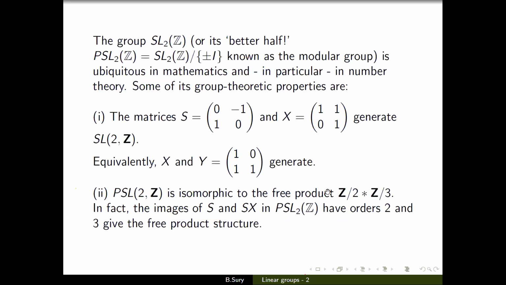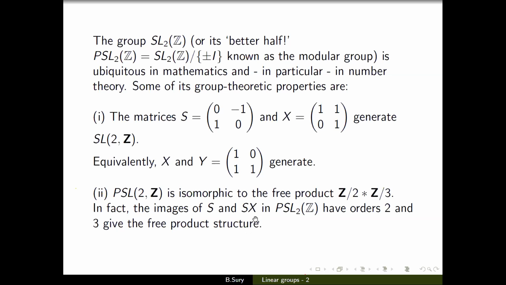So any element of PSL2Z is going to look like a word in S and U. Your language has two symbols only, two letters only, S and U. And every word in that language is made up of S and U. And any two words are different. That's what free product means. That means S inverse is not U power 12, S power 5, something, another word. Any two words are different.